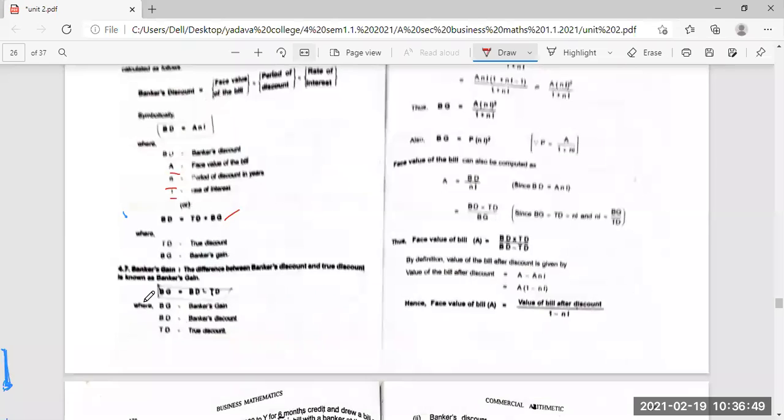Okay ma'am. So now we are going to find banker's gain. To find banker's gain, this is the formula we have to use. Banker's gain is equal to banker's discount minus trade discount. So this is the formula we have to apply.